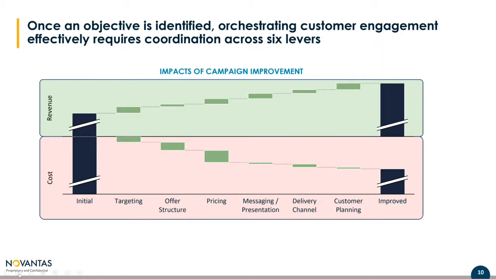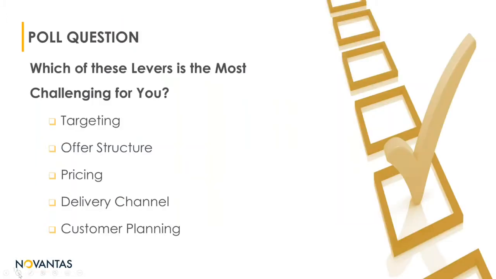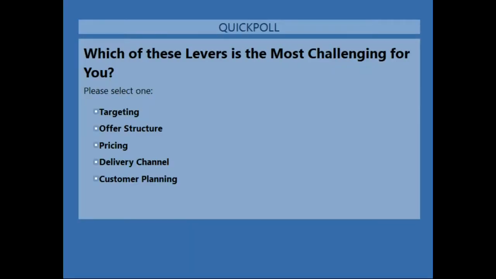So it sounds like a good opportunity to ask our viewers to feed some of us with their opinions. So the question to the audience is, which of these levers is the most challenging for you or your organization? We have opened that poll, and you have choices of targeting, offer structure, pricing, delivery channel, or customer planning. While we're waiting for it, let me ask you guys, why are these the most challenging?